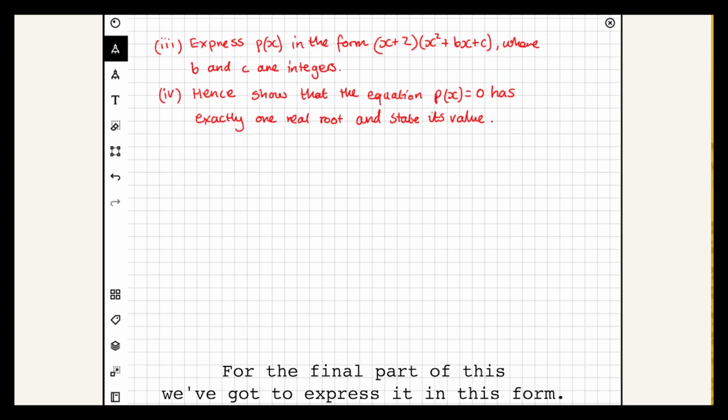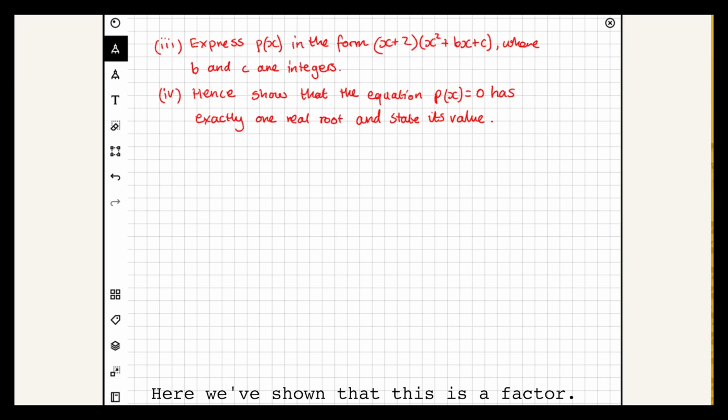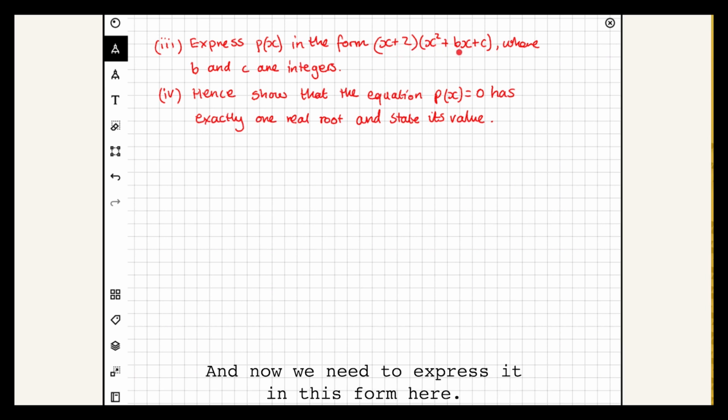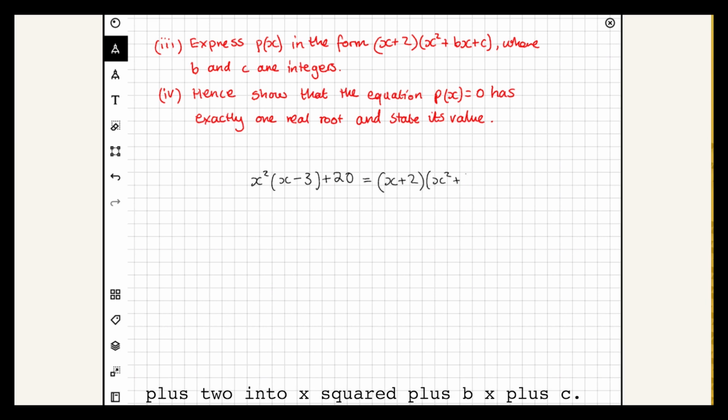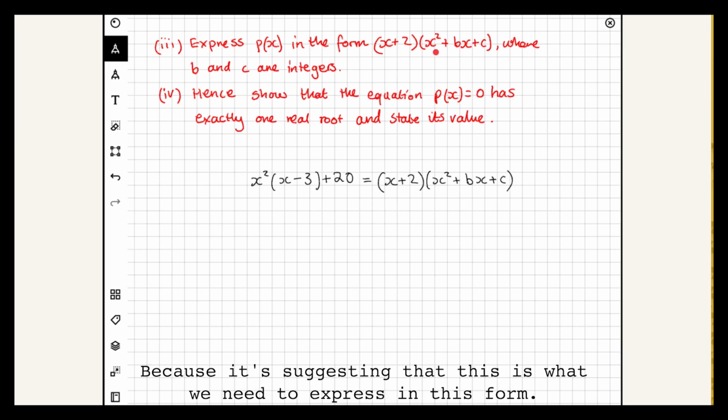For the final part of this, we've got to express it in this form here. We've shown that this is a factor, and now we need to express it in this form here. So if you remember, p of x is x squared into x minus 3 plus 20, and we know that that will equal x plus 2 into x squared plus bx plus c, because it's suggesting that this is p of x.